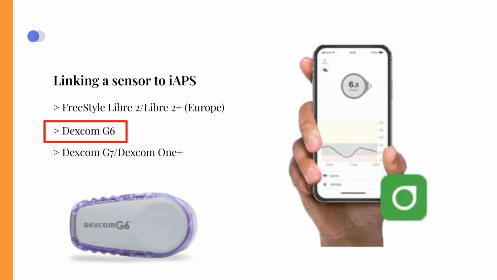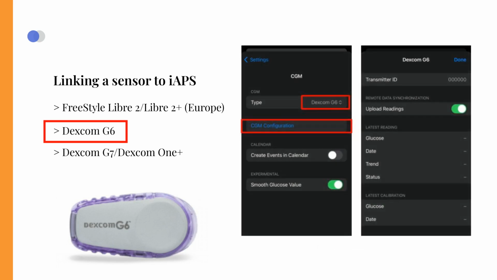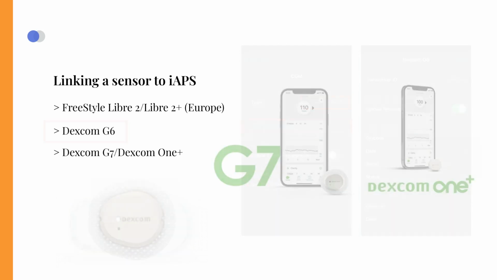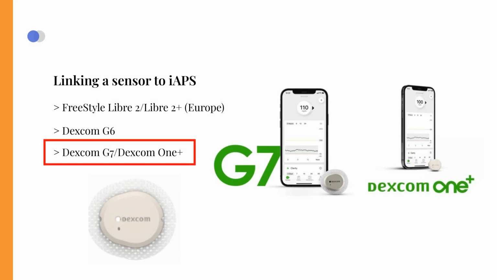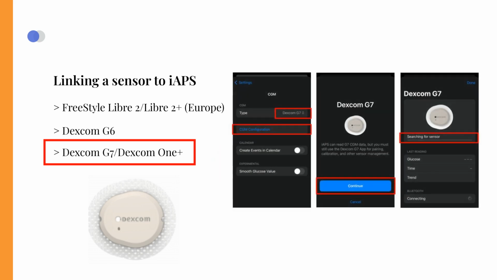For Dexcom G6 sensors, first start the sensor using the Dexcom G6 app. Then, connect your Dexcom G6 sensor to the iAPS app by selecting Dexcom G6 and entering the transmitter serial number. After a 2-hour warm-up, you'll receive your results. For the Dexcom G7 and Dexcom 1 Plus sensors, start the sensor using the Dexcom G7 or Dexcom 1 Plus app, preferably after the warm-up period of at least 30 minutes, to allow overlap of sensors. Within iAPS, select Dexcom G7 for both types of sensors. iAPS should automatically detect the sensor signal.